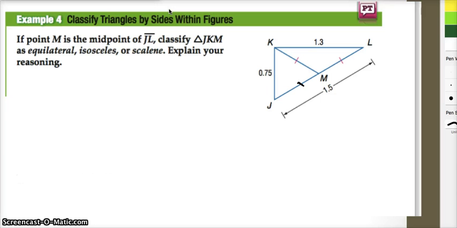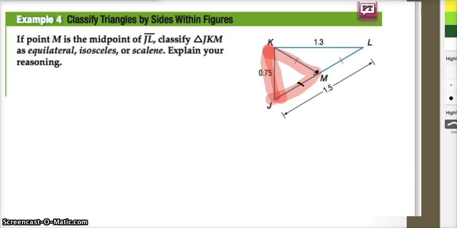If point M is the midpoint of JL, so we see this hatch mark here, and I put this here anticipating it. Point M is the midpoint of JL, classify the triangle JKM. Again, I like to highlight when I am asked about a specific part of a picture and not the whole thing. So I'm going to classify this triangle here in red as equilateral, isosceles, or scalene, and explain our reasoning. They gave us some numerical values here which just serve to confuse me.